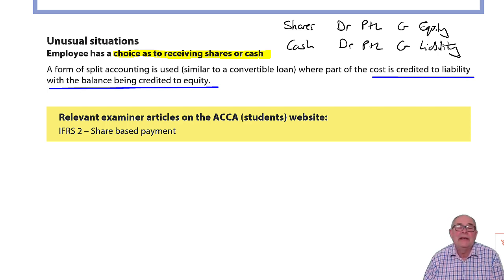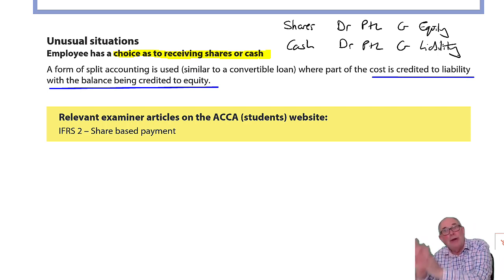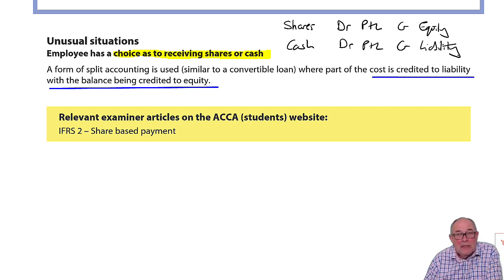Either way, it is just possible that of, say, the total cost of, say, 10, 8 is what you'd be paying the person in cash. The rest, again, would then be credited to equity, because that would be seen, again, as the element of gambling being taken on by the person who's taking this instrument on in the first place.